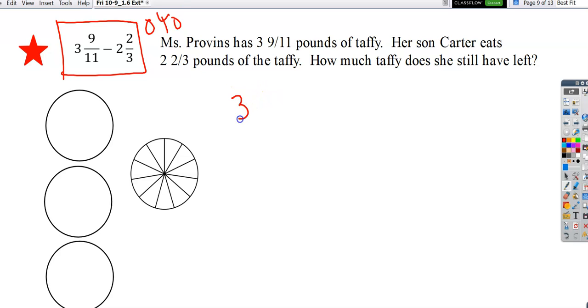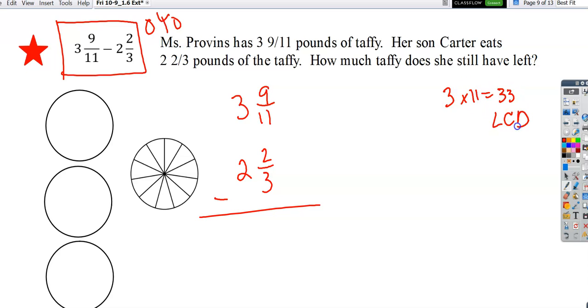All right, I'm going to write 3 and 9/11, subtract 2 and 2/3. Right now I can already see that 3 minus 2 is 1. I don't know if I want to do that yet. I want to make sure I don't have to regroup. And then I've got denominators of 11 and 3. And if you know that 3 and 11 are both prime, I multiply those two together to get 33 as my least common denominator.